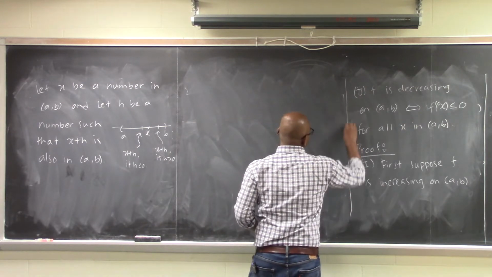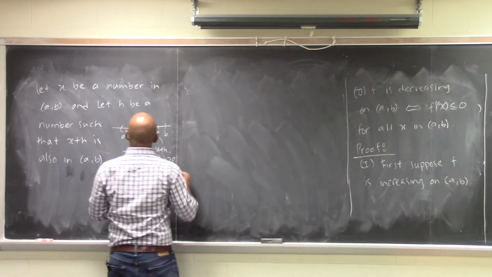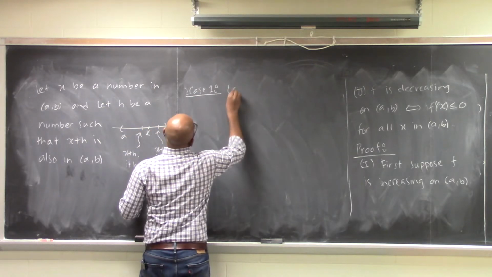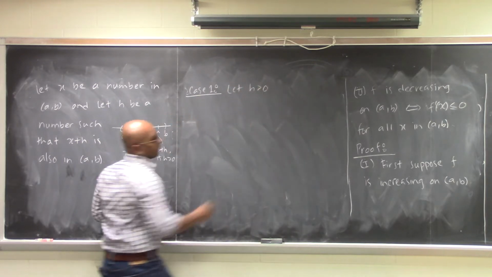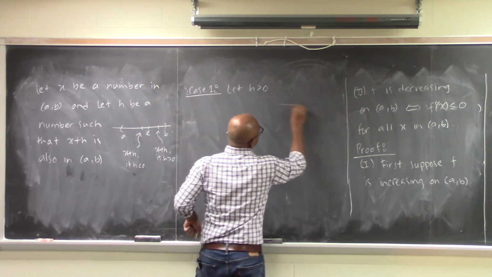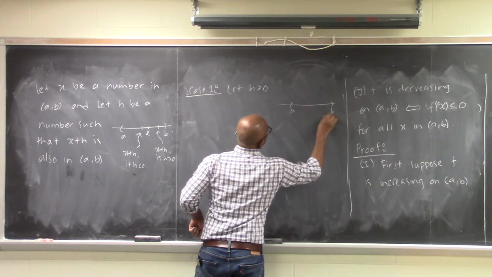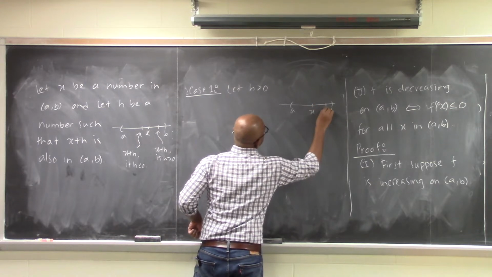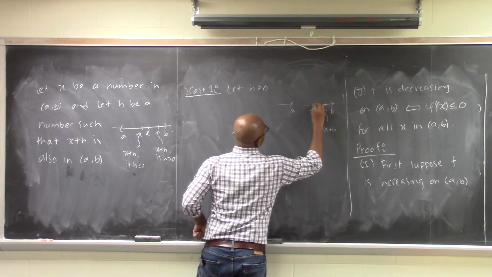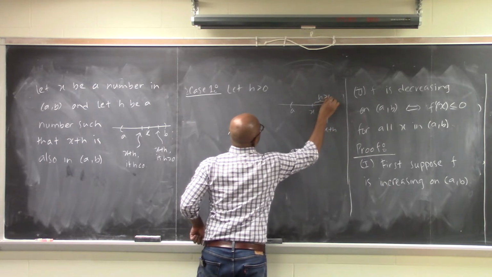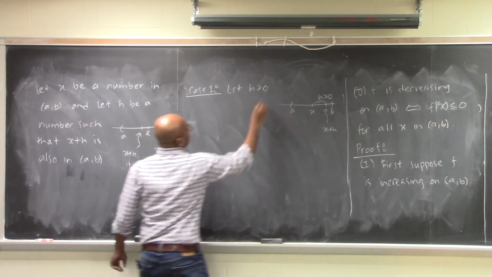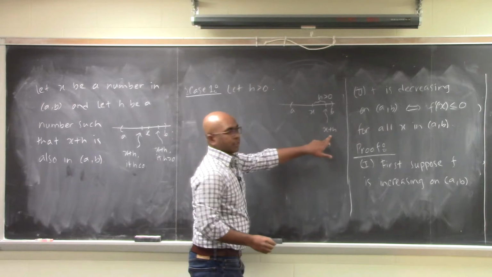So case 1: let h be positive. Okay, so h is positive. That means if this is x, then this is x plus h. This much is h, and h is positive. But what I need to know is that x is less than x plus h, right?